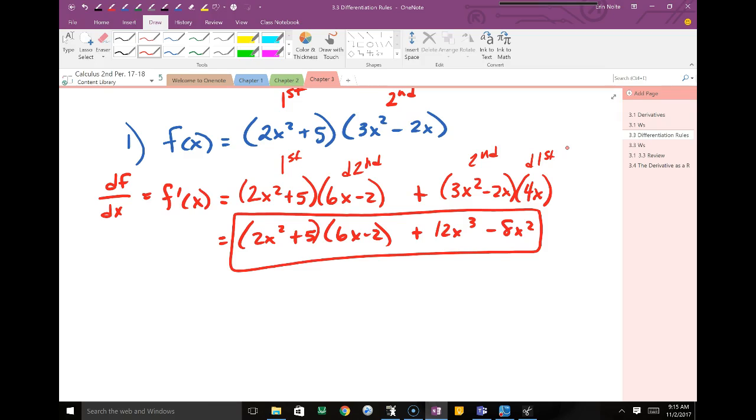How come you don't FOIL? Is that what you're asking? Yeah. You can simplify it if you want, if it hurts your being.